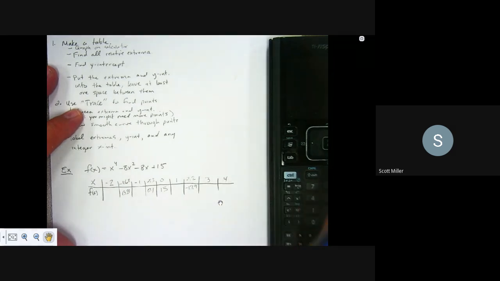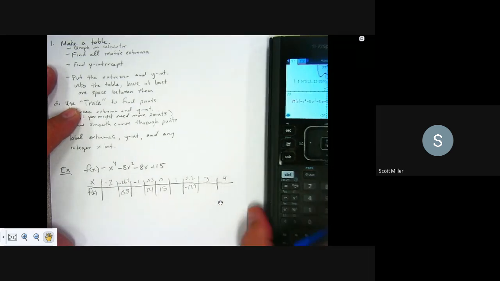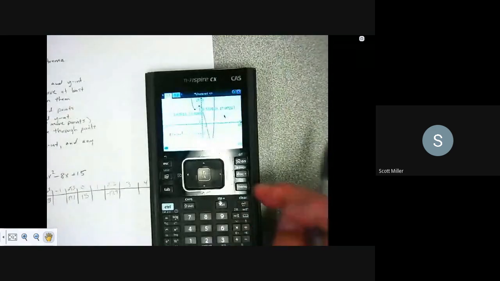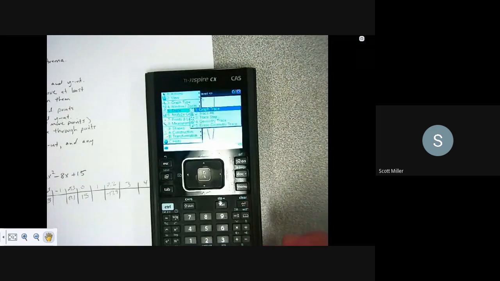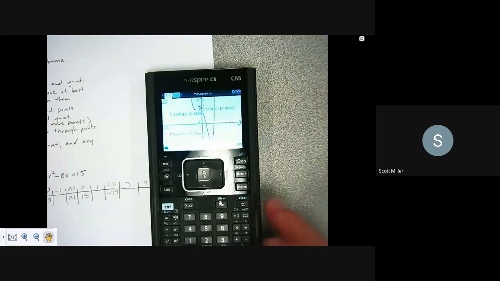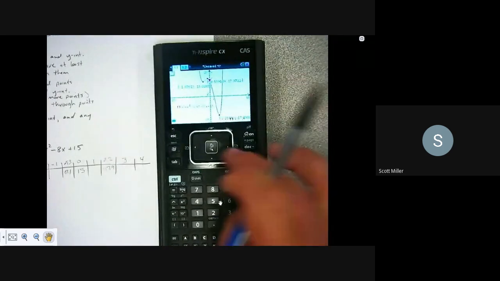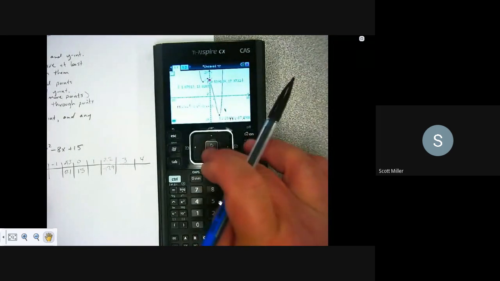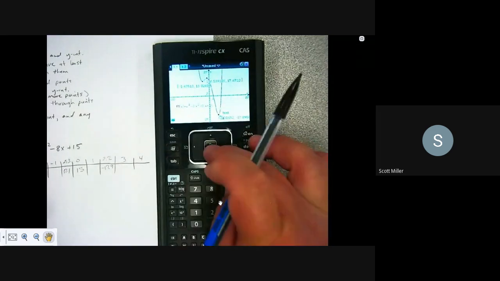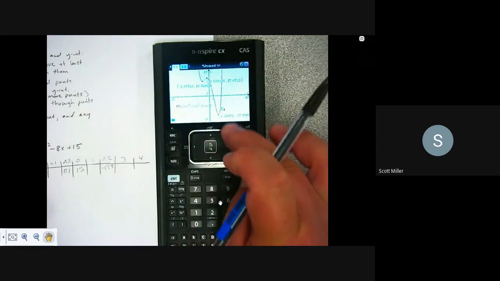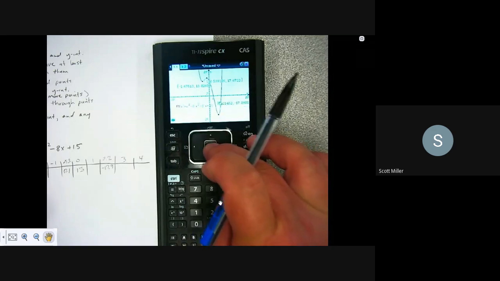And then once I've chosen those values, I go to my calculator, menu, and trace is number 5. You're going to trace the graph. And then what happens is down here at the bottom, you want to make sure you can see it. I have something in the way. Let me exit out of this so I can get rid of this. I have to move that point out of the way.